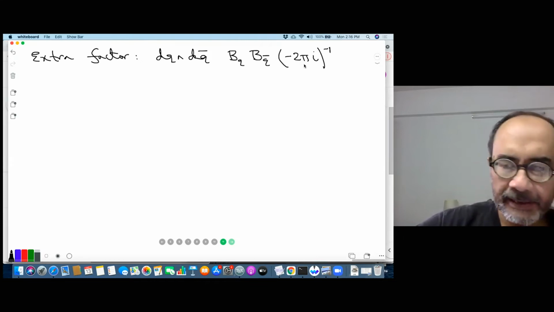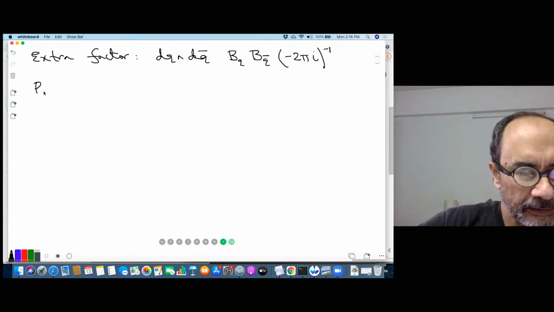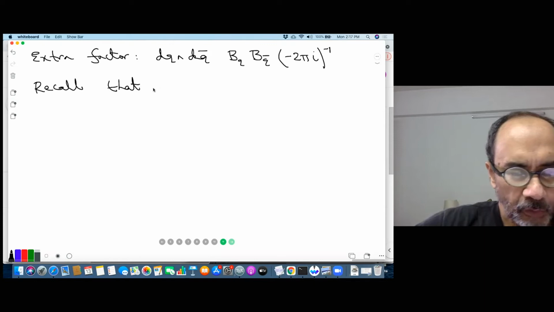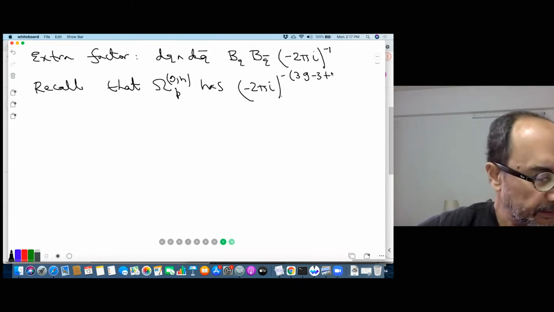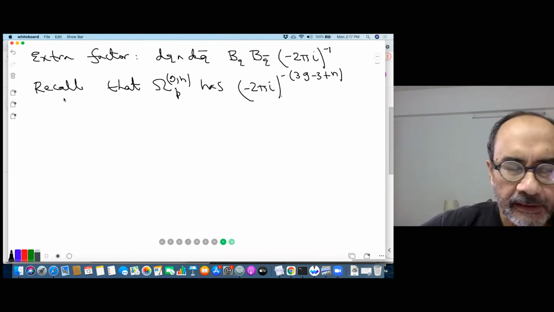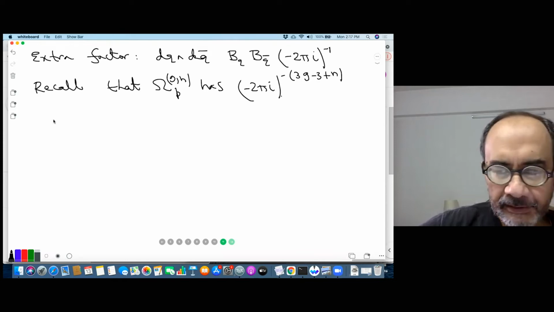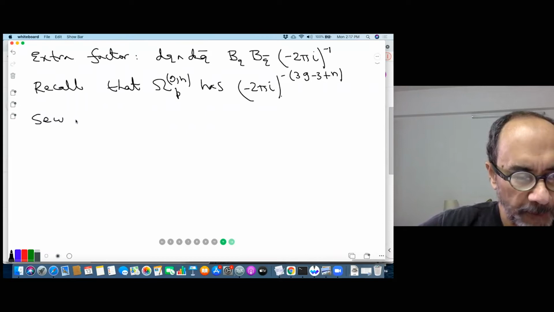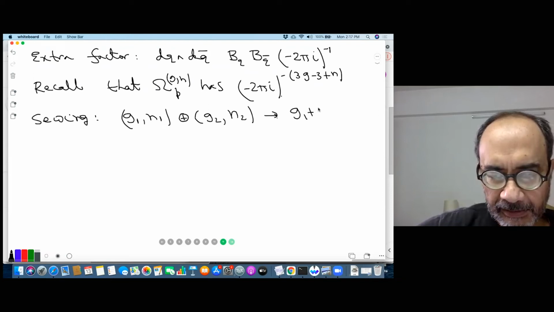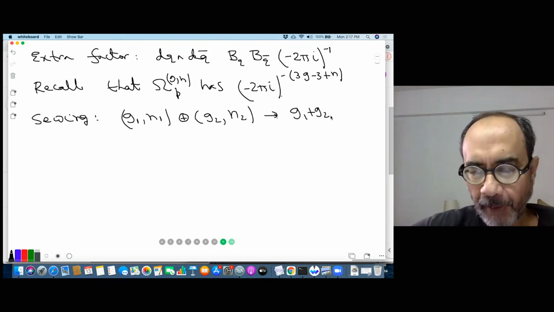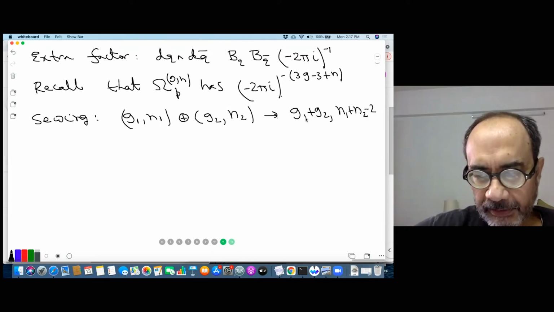Now this minus 2 pi i inverse, let me explain where that comes from. So recall that omega g n has minus 2 pi i to the power minus 3g minus 3 plus n. It had this factor. And then you can check. So what does sewing do? There are two possibilities. One is that it takes two Riemann surfaces, one with genus g1 and n1 punctures, and combines this with another with genus g2 and n2 punctures, and gives you genus g1 plus g2 when you sew them together. And the number of punctures is reduced by 2 because 2 of the punctures are sewn to each other. So it's this.